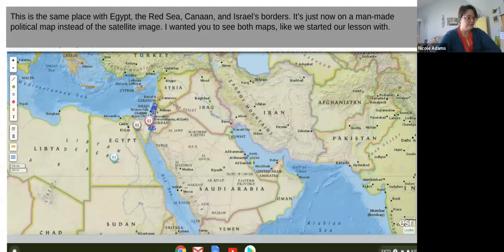Oh, what did I do? Well, I went from the satellite image back to the man-made political map. But if you also notice, the numbers and blue lines are there, and they stayed the same. It's exactly the same place, but I wanted you to see it from the other map. This gives you another look at the countries near Israel. What do you notice? There probably are places you've heard of before.